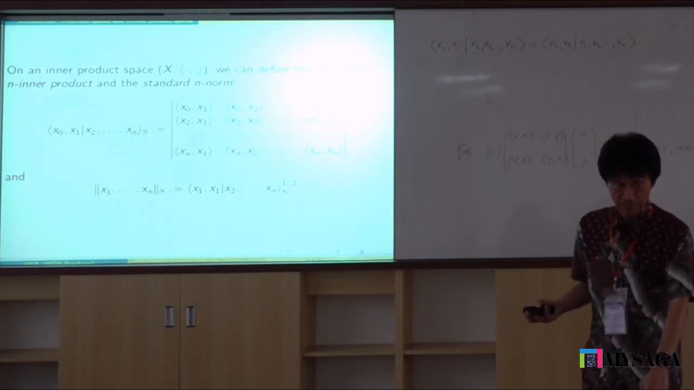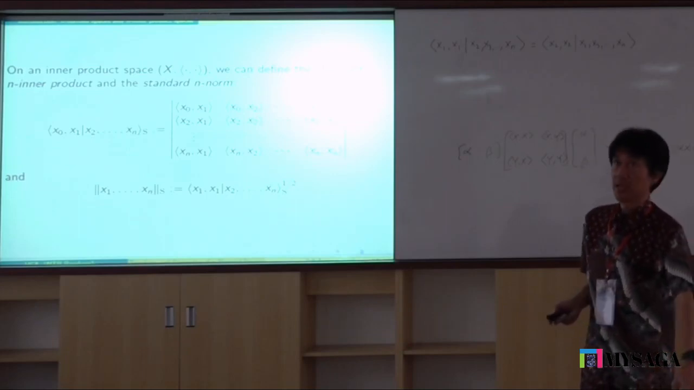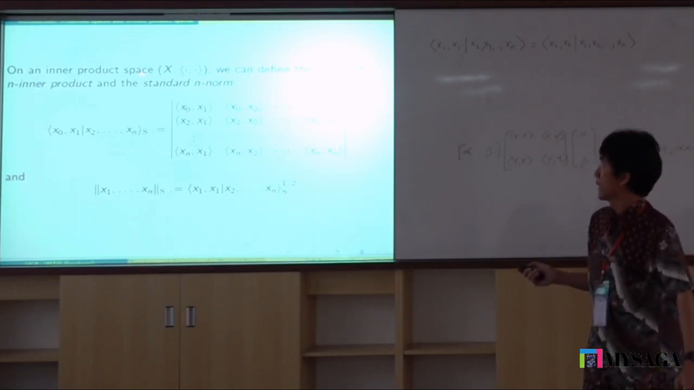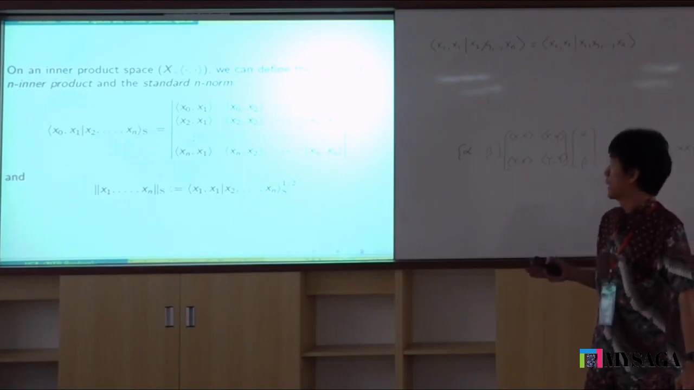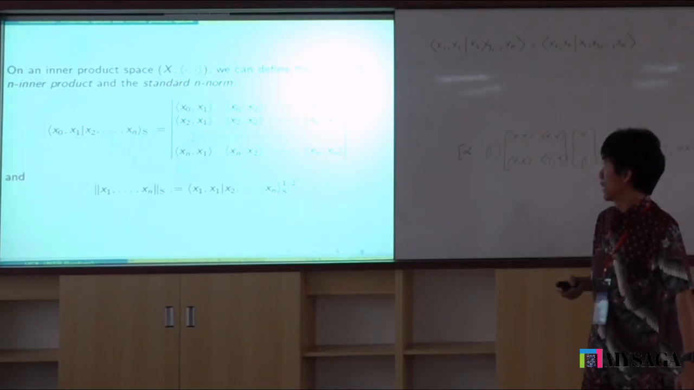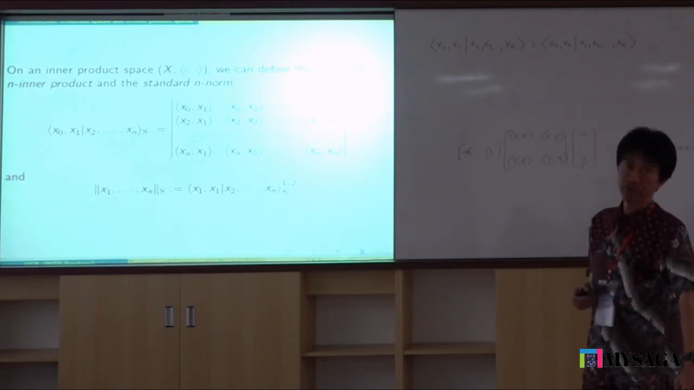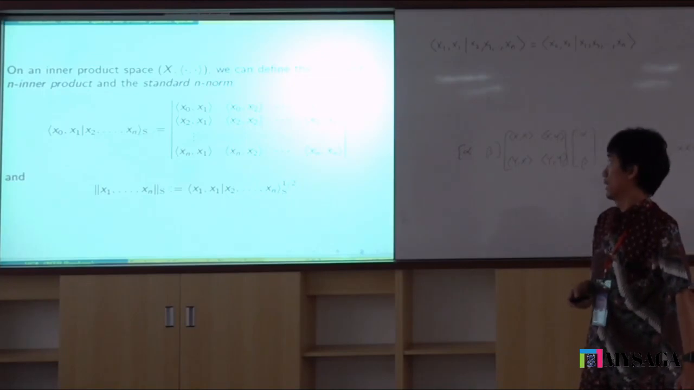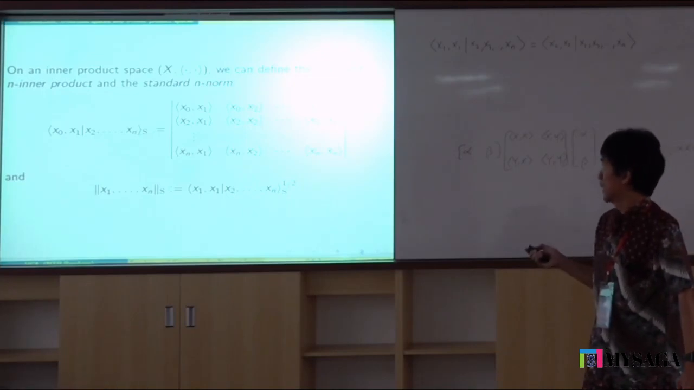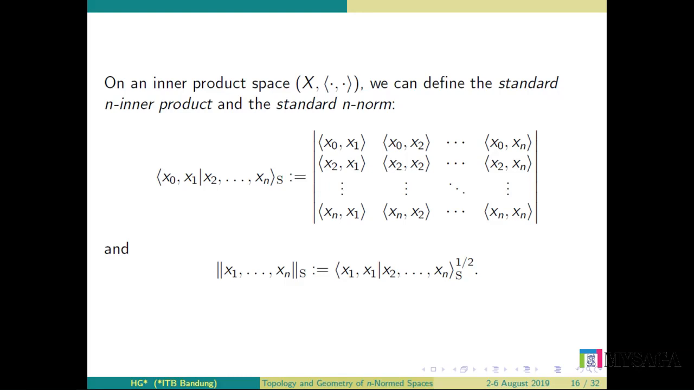Now, are there examples? Yes, of course. The first thing is, if x is a linear product space, so if x is equipped with a linear product, then on x we also have an n linear product, which I call the standard n linear product. And we also have the standard n norm. Okay?